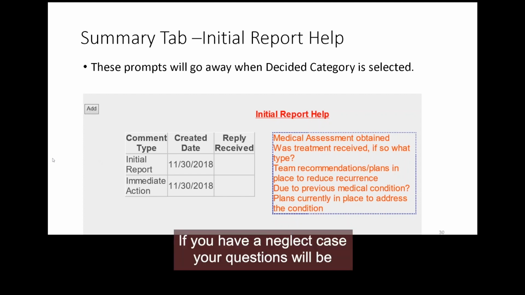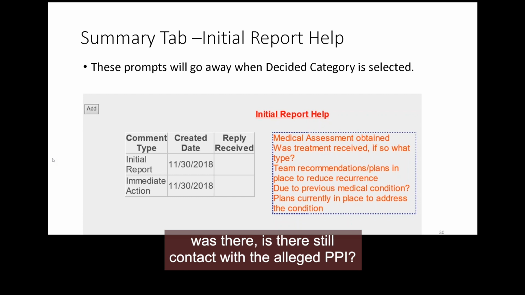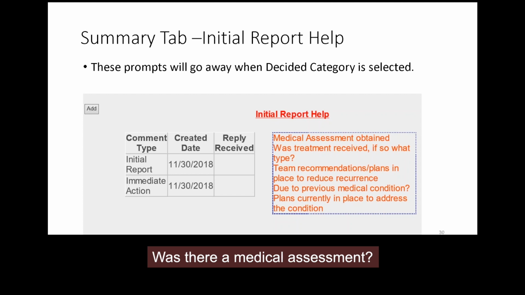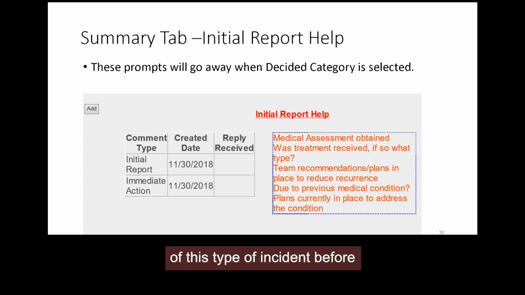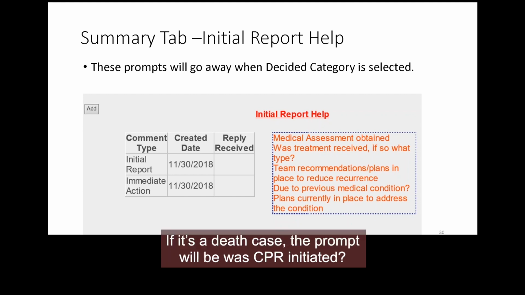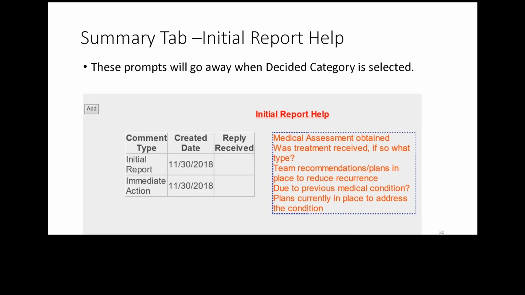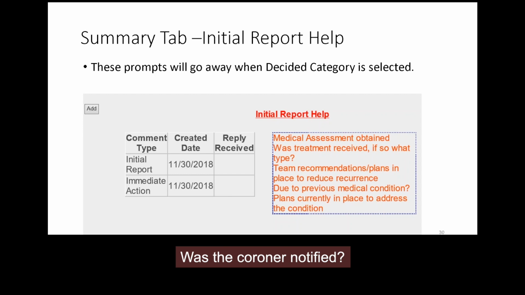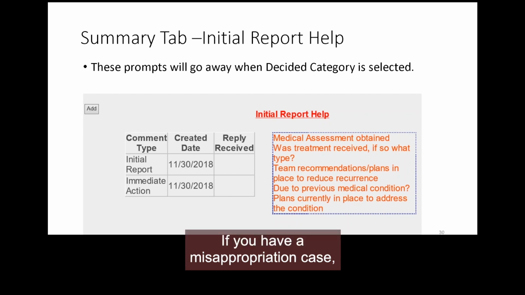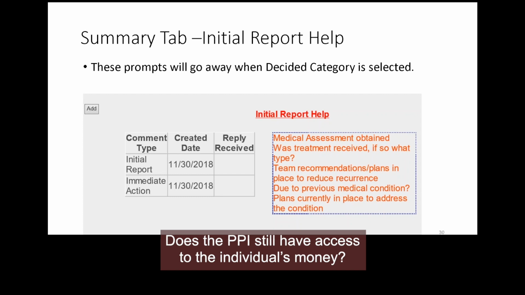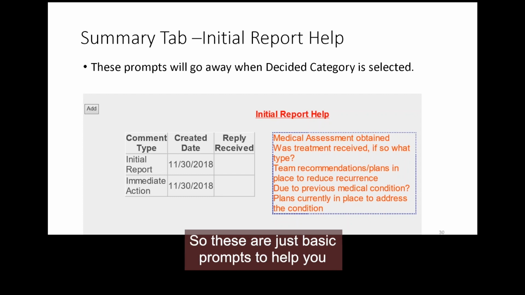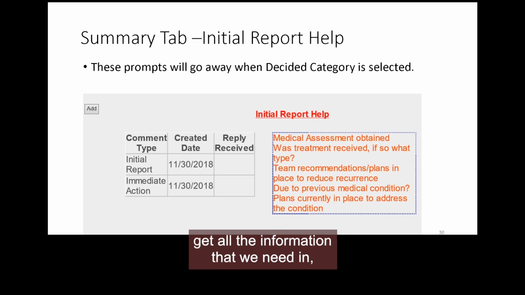If you have a neglect case, your questions will be: was there contact, is there still contact with the alleged PPI, was there a medical assessment, and what has been done to reduce the recurrence of this type of incident before the investigation is completed? If it's a death case, the prompts will be: was CPR initiated, was there a 911 call, was the coroner notified? If you have a misappropriation case, the questions that we normally ask are: are there adequate funds to meet the person's needs, and does the PPI still have access to the individual's money? So these are just basic prompts to help you get all the information that we need in.